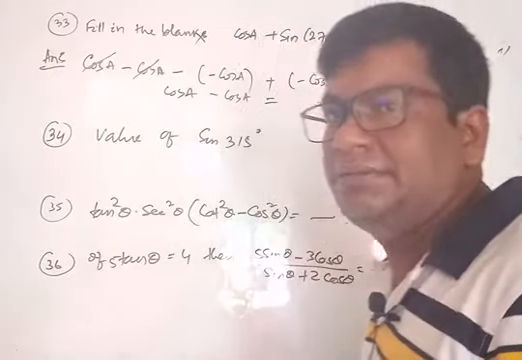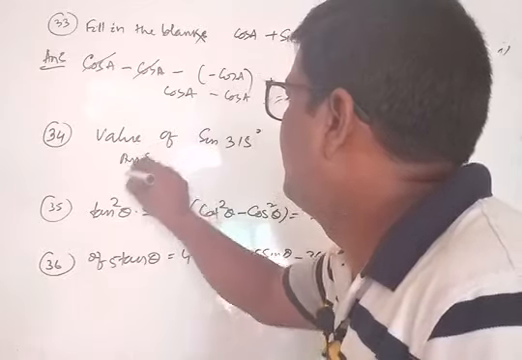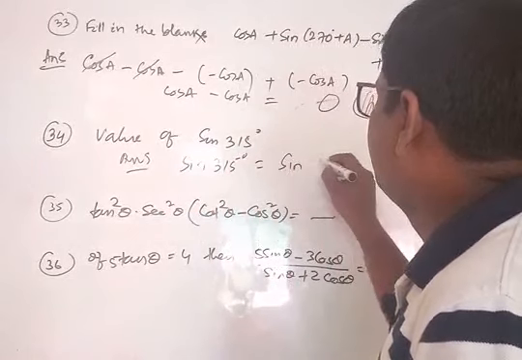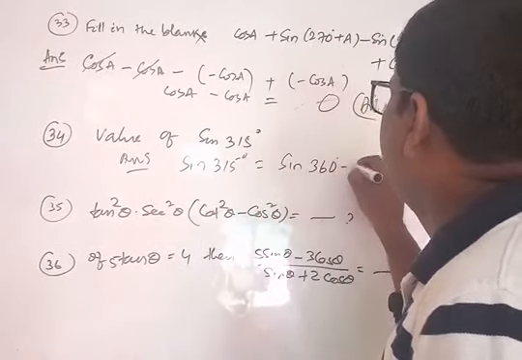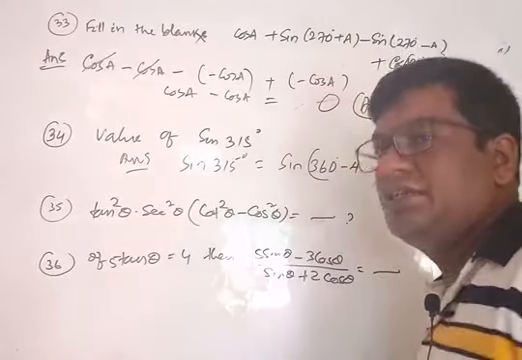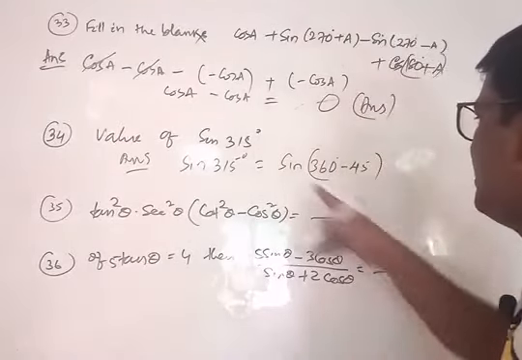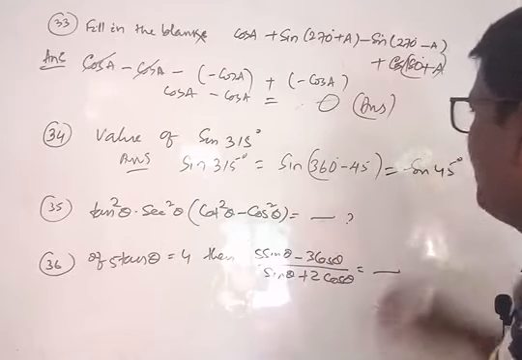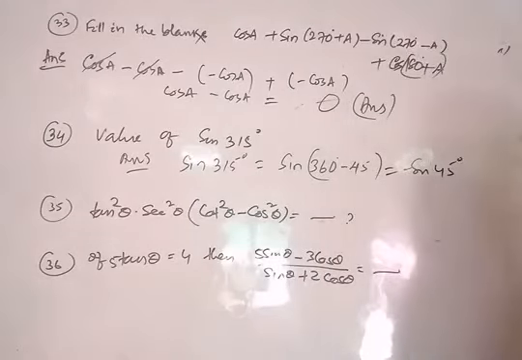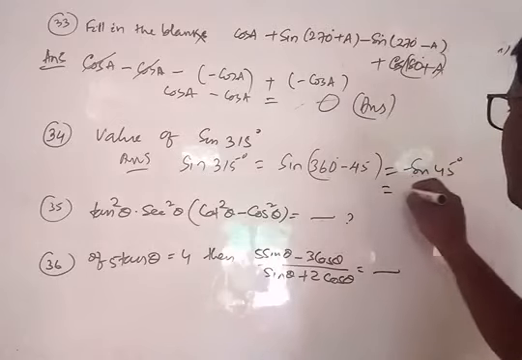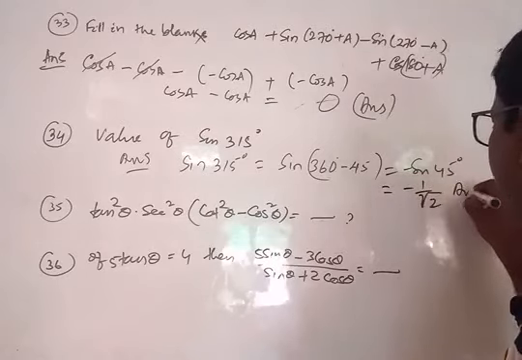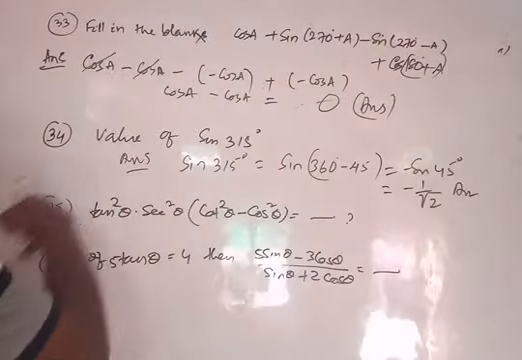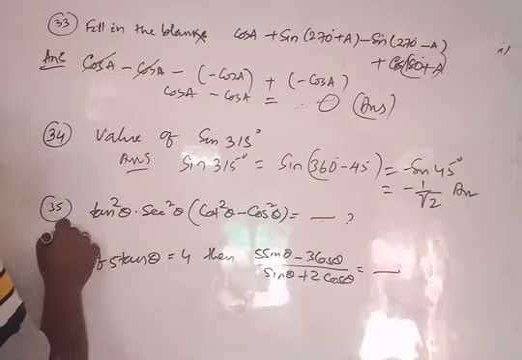Similarly, sin 315 degree can be written as sin 360 degree minus 45 degree. Sin 360 minus 45 lies in the fourth quadrant. So it is minus sin 45 degree, which is equal to minus 1 by root 2. Final answer. And this is question number 35.